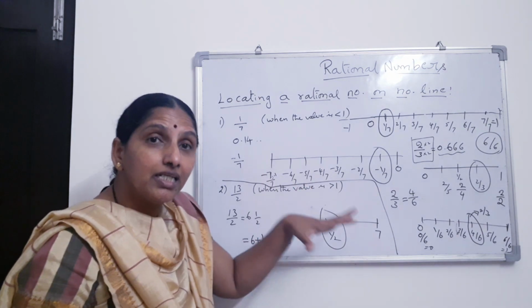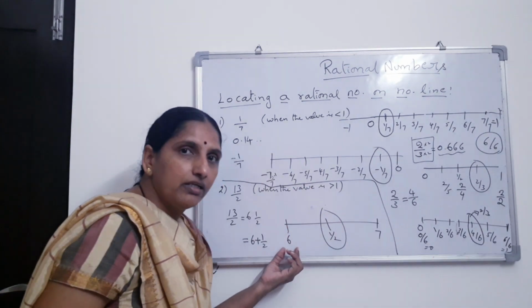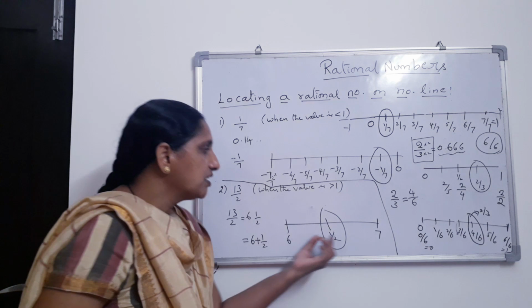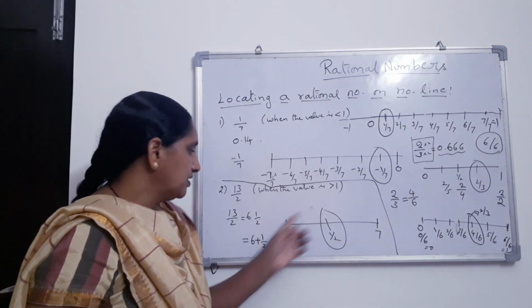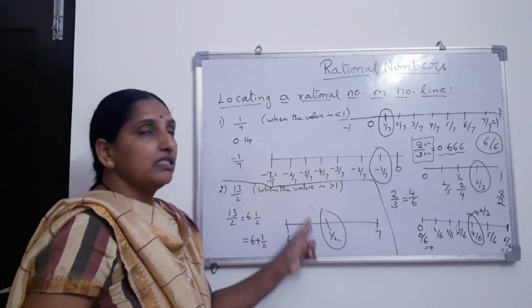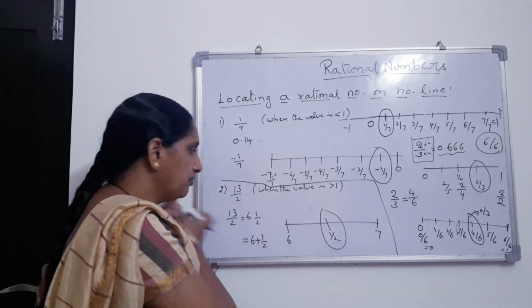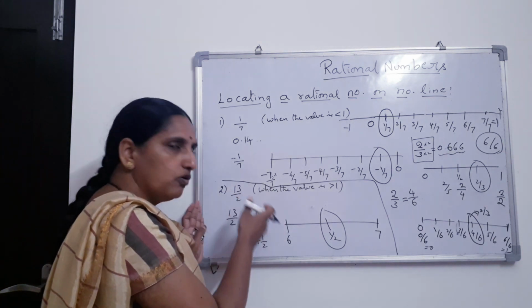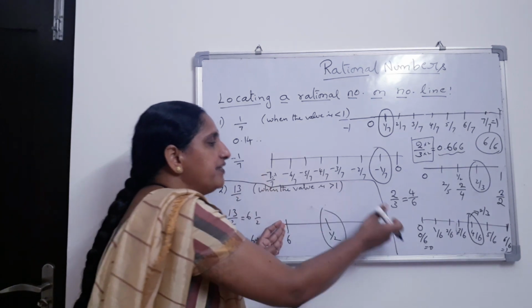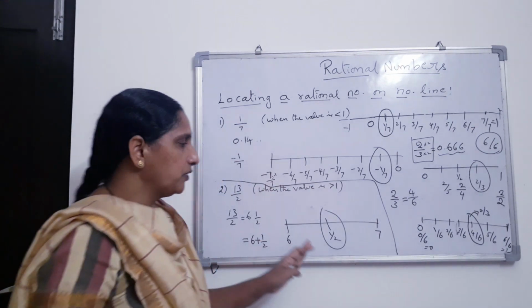We are locating it in number line. Already 6 is counted. After 6 it is half. That means here 6 and half. This is half. It is located in the number line. Of course all the numbers fall here. 0, 1, 2, 3, 4, 5. Then comes 6. Between 6 and 7 exactly at the midpoint you will get this one.